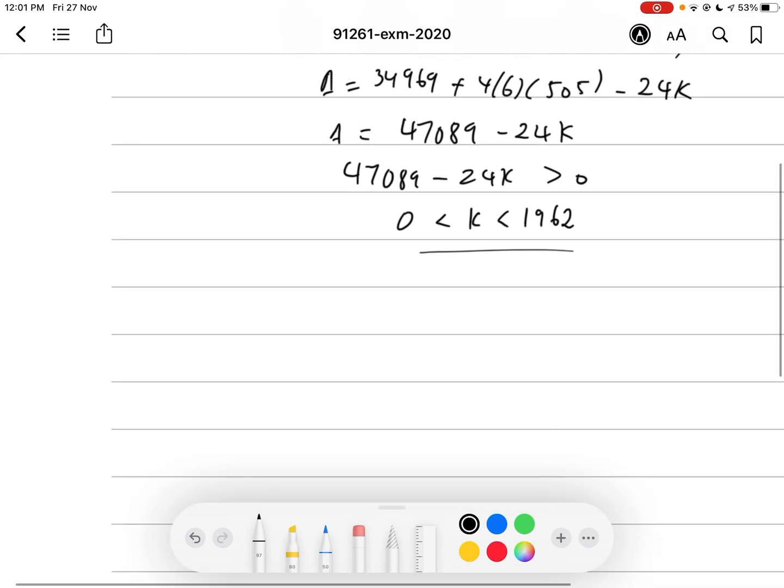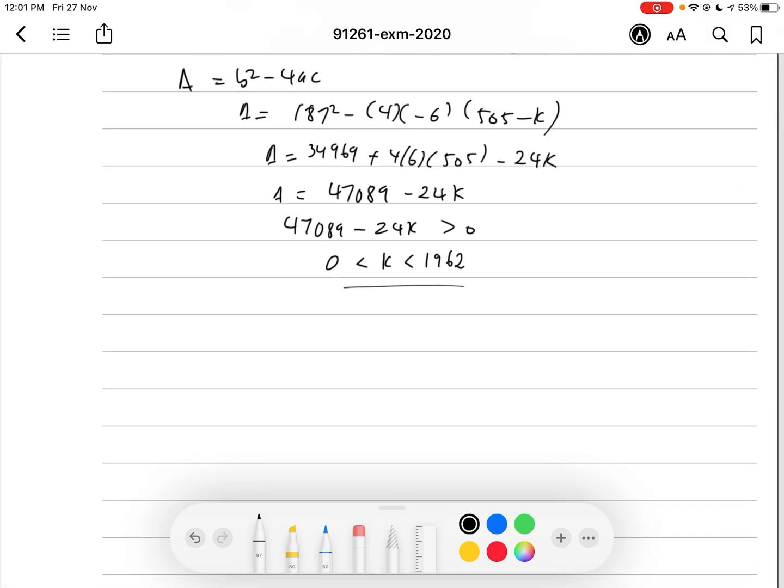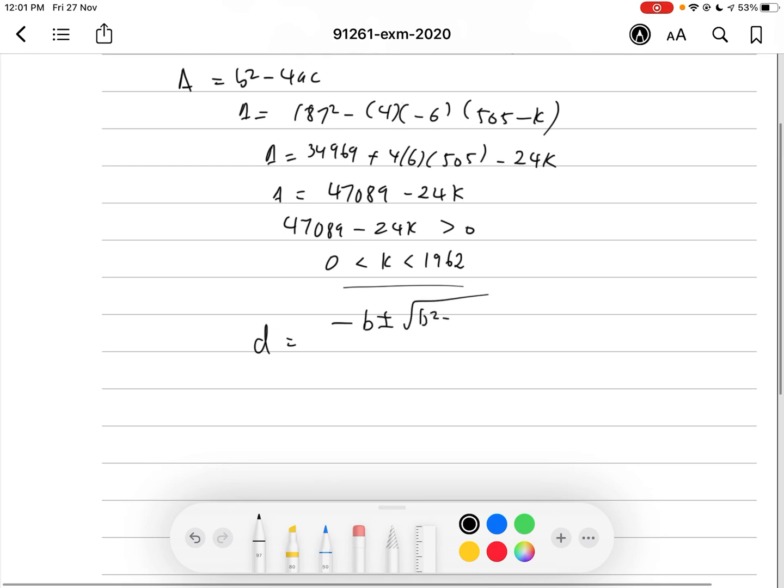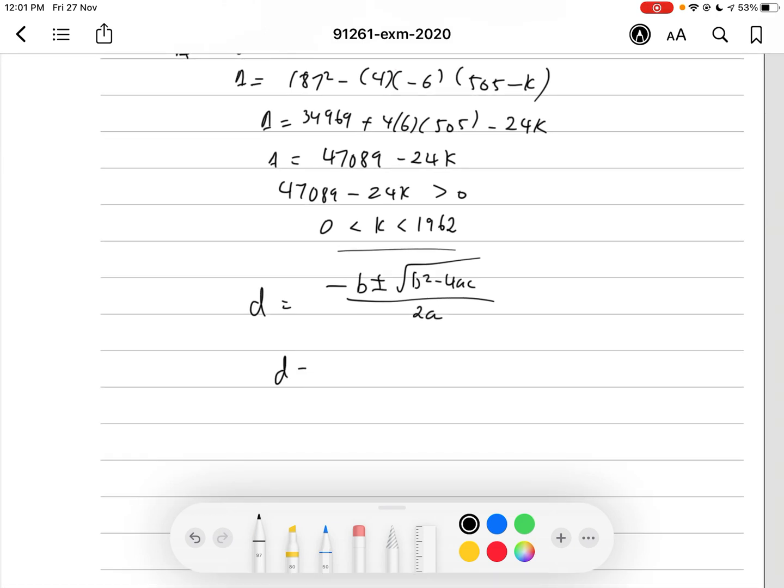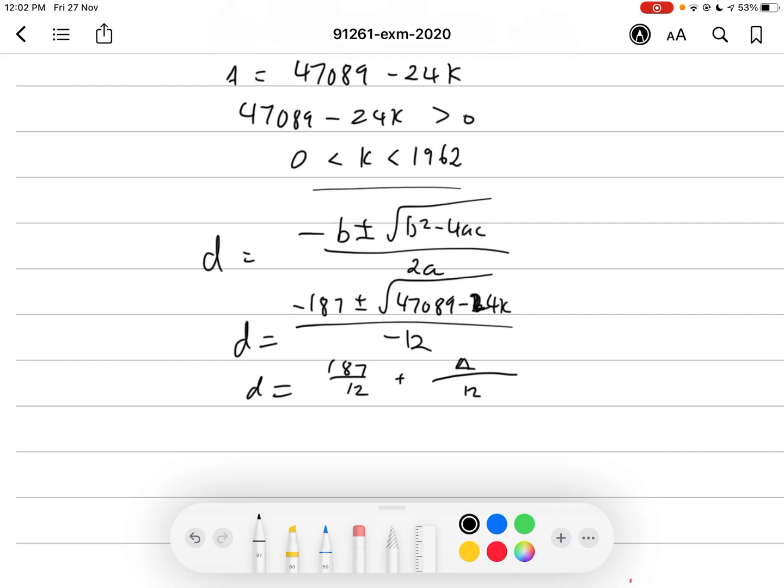Right, so the second part of this, we're going to look at on a deeper level. So we're going to pull out our quadratic formula. That's d equals negative b plus or minus the square root of b squared minus 4ac, all over 2a. And we're going to write it out. So d equals, we know b is negative 187, plus or minus the square root of, we know the discriminant is this, all over 2a, which is negative 12. So d equals 187 over 12 plus or minus this discriminant, I'll just put discriminant, all over 12.